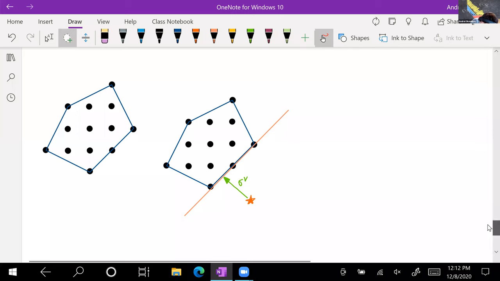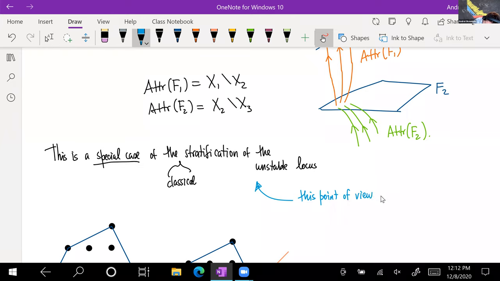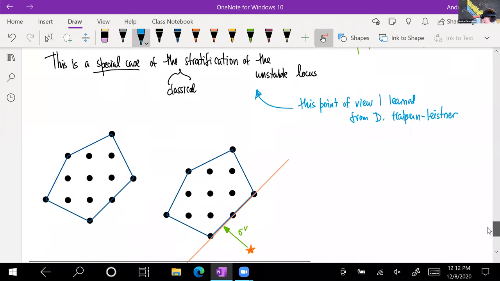Right, and since I'm mentioning Bogomolov and other people, I should also give credit for this point of view. I learned it from Dan Hyperleisner. When this whole thing started, we thought about Tora and stuff. I didn't think in terms of JIT stratification, so I thank Ben for explaining that to me.